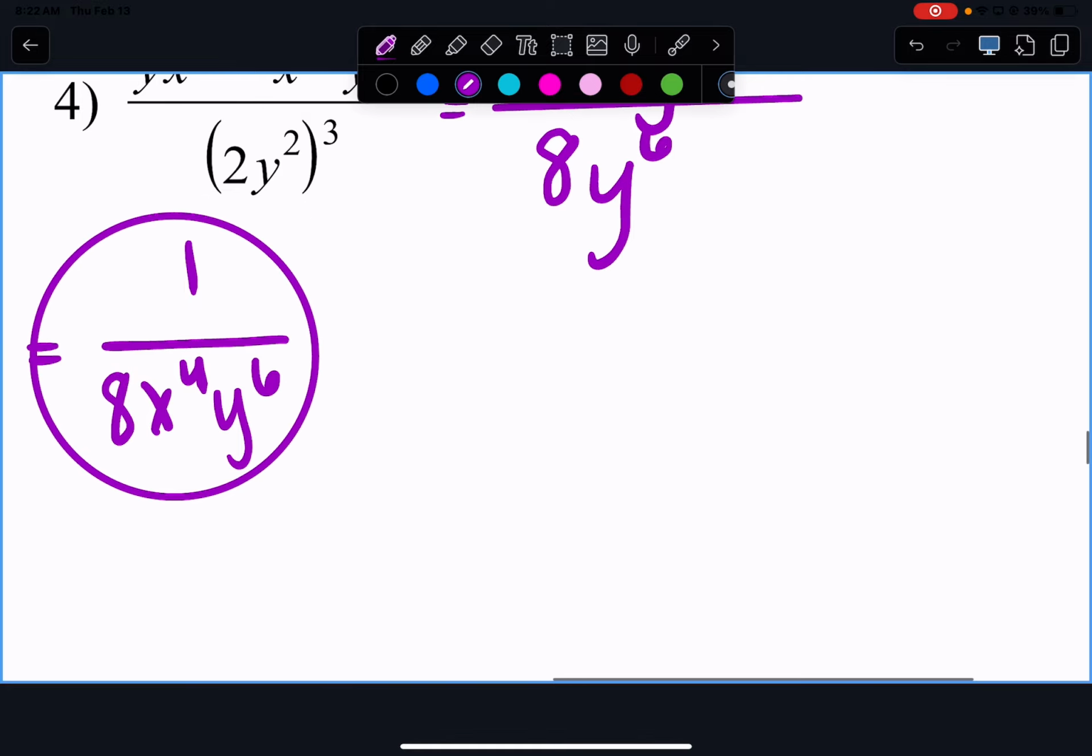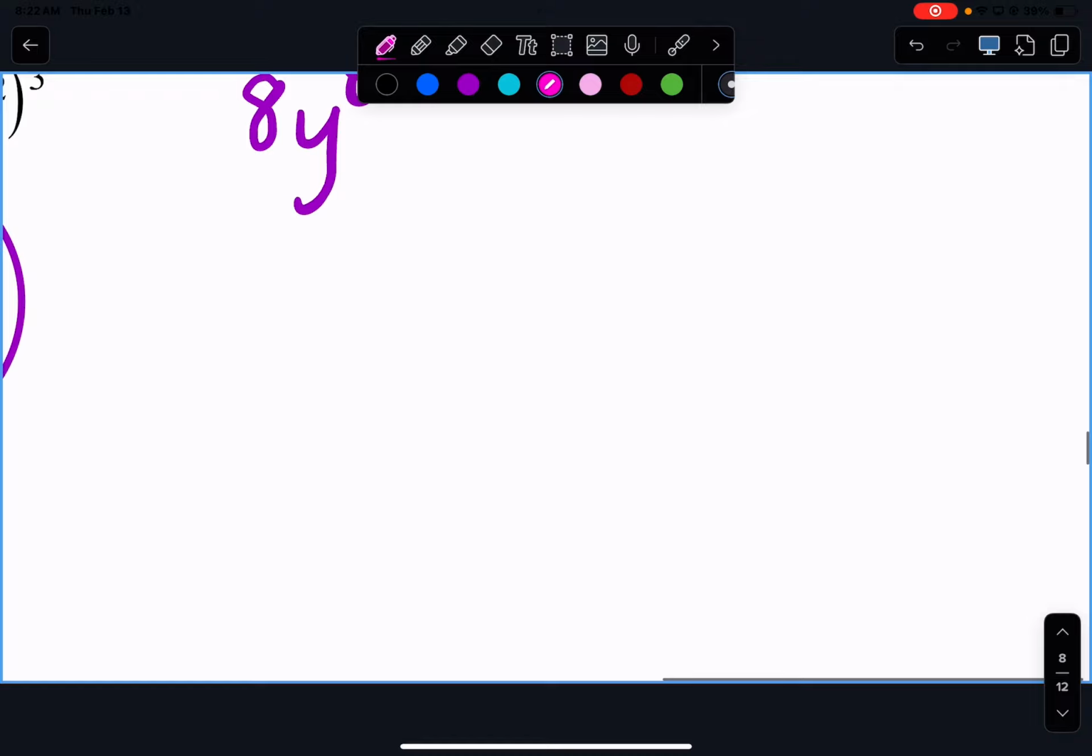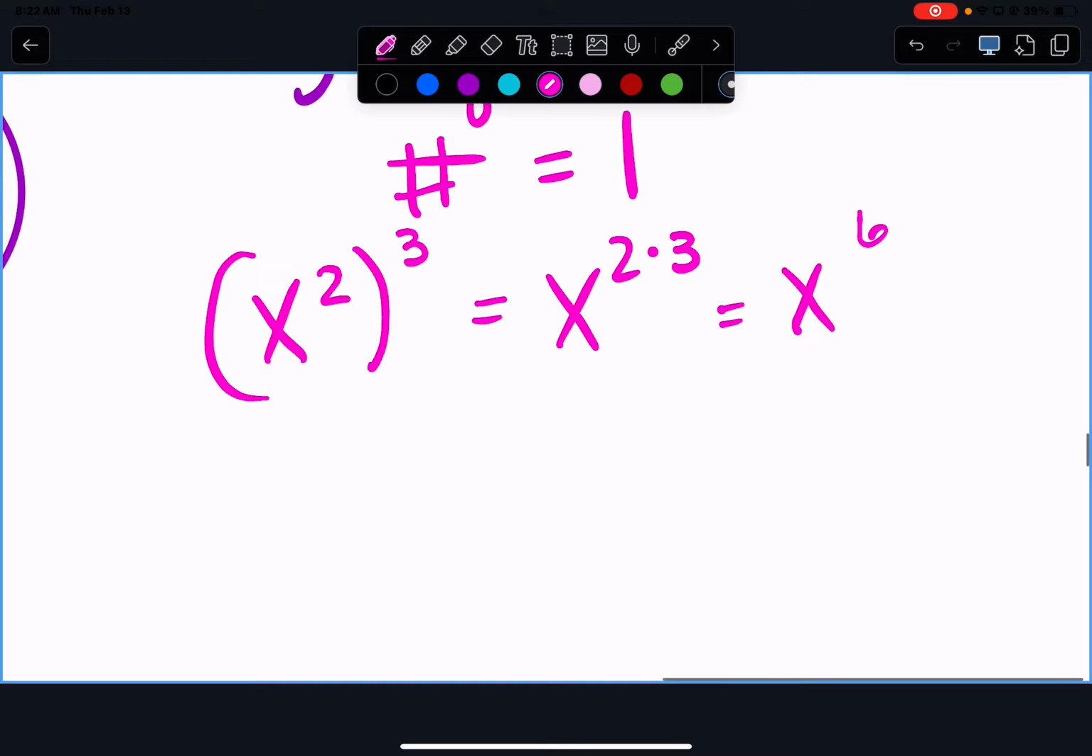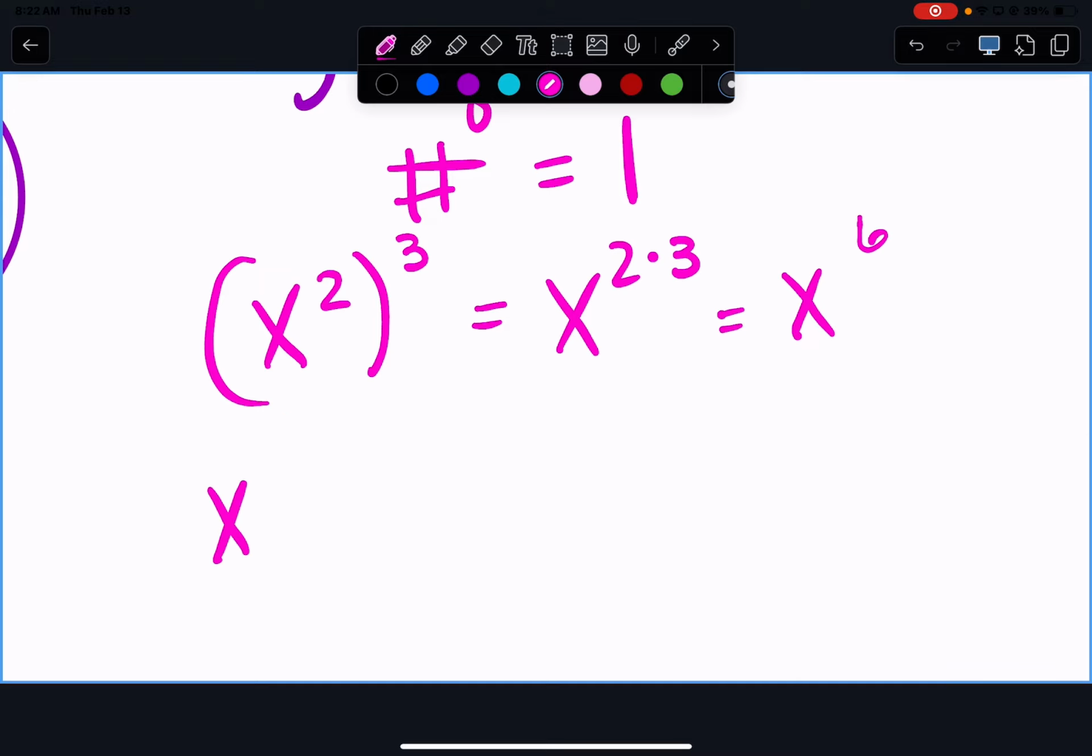The exponent rules you need to be sure to know, okay, is that anything to the 0 power is 1. You also need to make sure you know that if you have x squared and you raise that to the power of 3, so you raise a power to a power, that is the same thing as saying 2 times 3, or x to the 6th. If you have x to the 3rd times x to the 4th, you add those exponents, and that's how you get your answer.